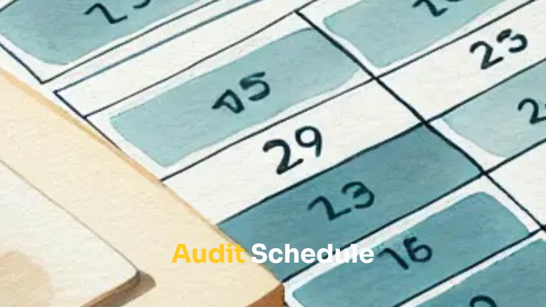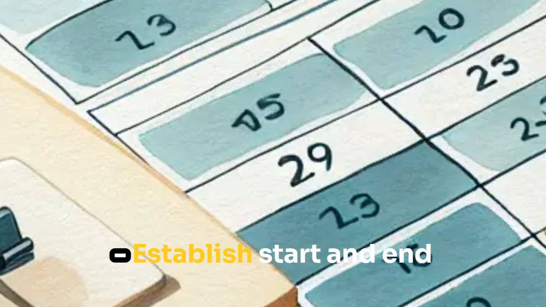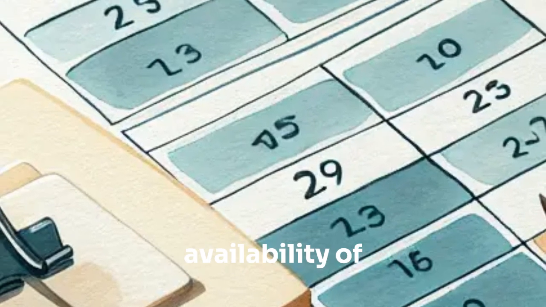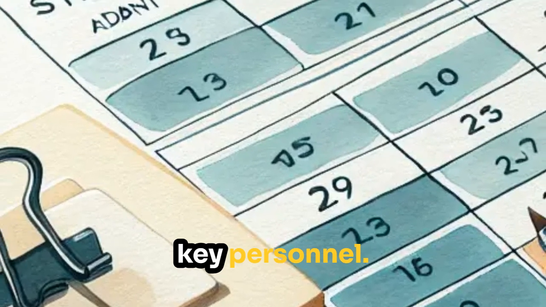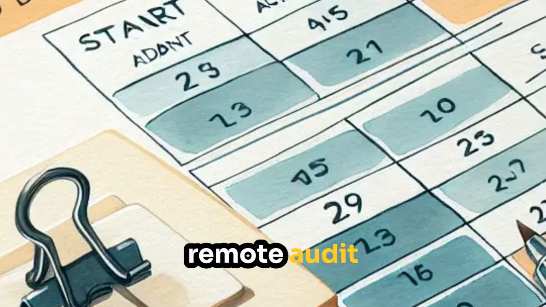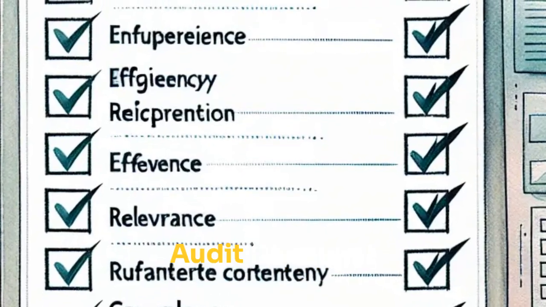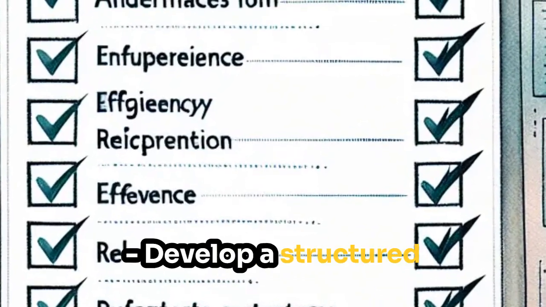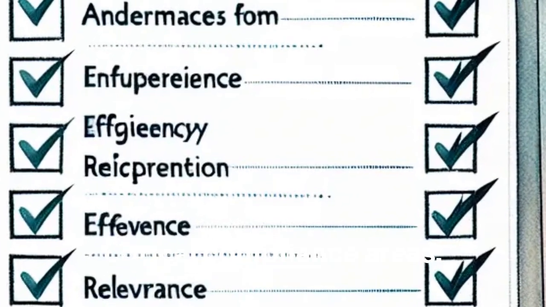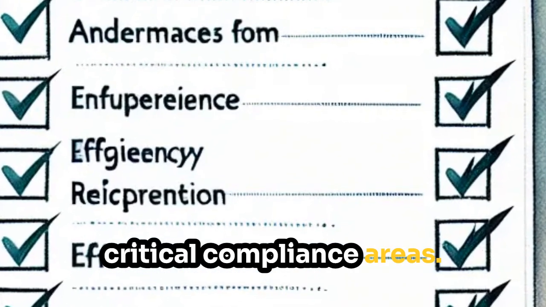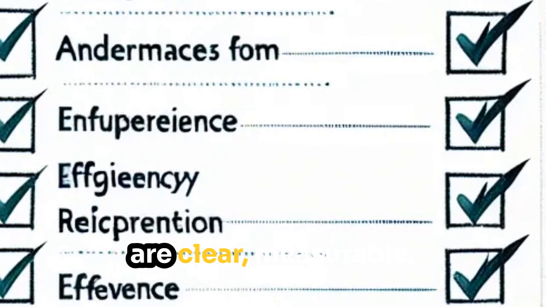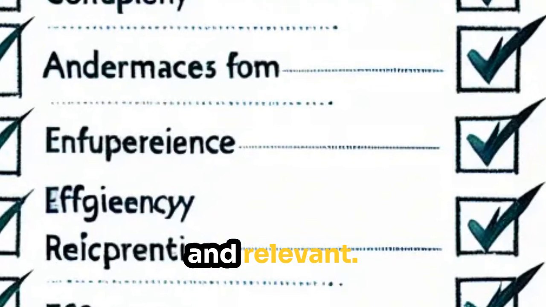Step 4. Set the audit schedule. Establish start and end dates, considering availability of key personnel. Plan on-site and remote audit activities if necessary. Step 5. Prepare an audit checklist. Develop a structured checklist covering all critical compliance areas. Ensure checklist items are clear, measurable, and relevant.